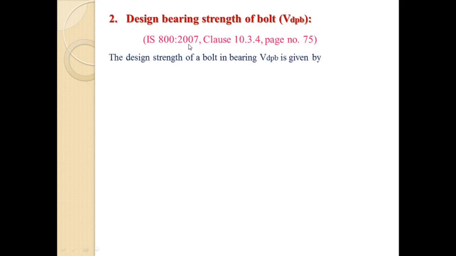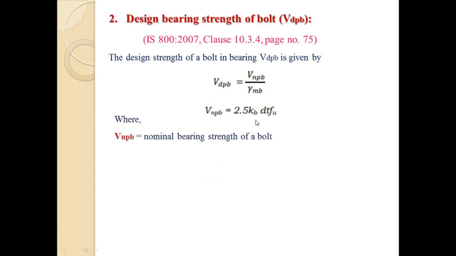Next is the design bearing strength of bolt, that is VDPB. It is given in IS 800:2007 clause number 10.3.4, page number 75. You can refer to this IS code and page number for the design bearing strength of bolt, and it is calculated using the formula VDPB is equal to VNPB upon gamma MB, where VNPB is calculated using the formula 2.5 kb d t Fu. So VNPB means the nominal bearing strength of bolt.